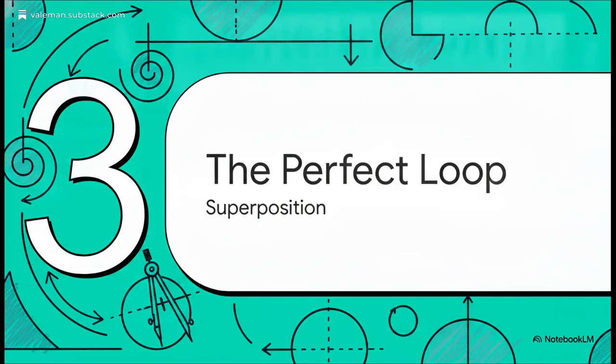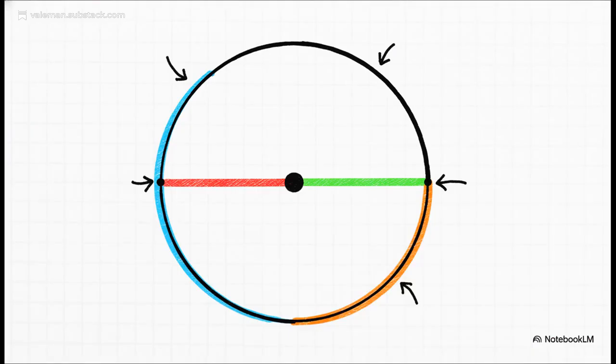Which brings us to Section 3, the perfect loop, circles and superposition. Now let's take those straight lines and bend them using a compass. If we plant one leg at a center point and trace a continuous line equidistant from that center, boom, we get a circle.